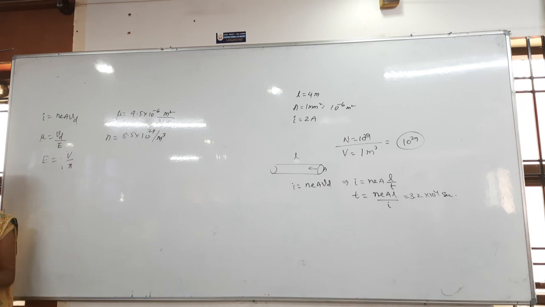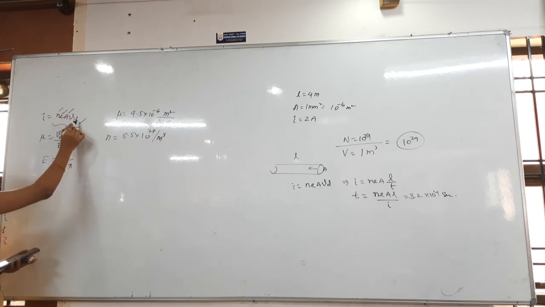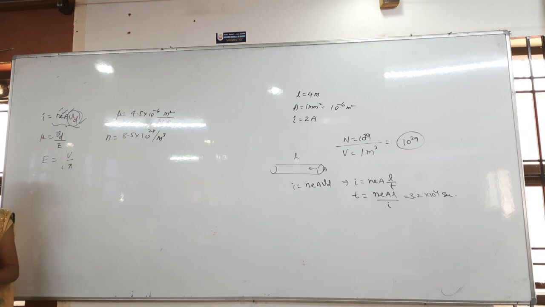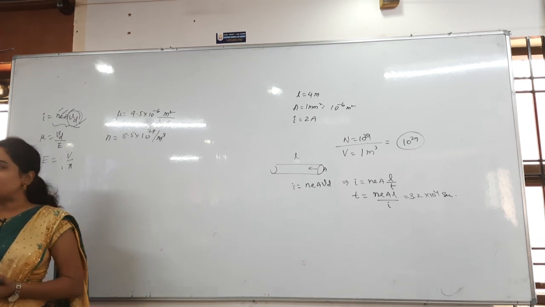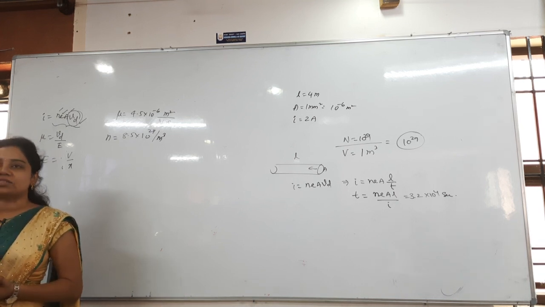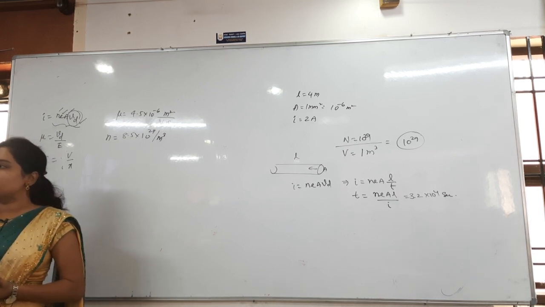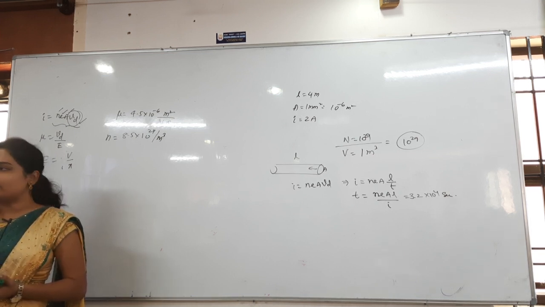To find out the current, you will write this formula and then stop here. N we know, e we know, A we know, but Vd we don't know. For Vd, I have to search the problem again. What have they given? The useful component is the mobility, so immediately you have to remember the mobility formula: Vd by E. Okay, then I got the Vd.